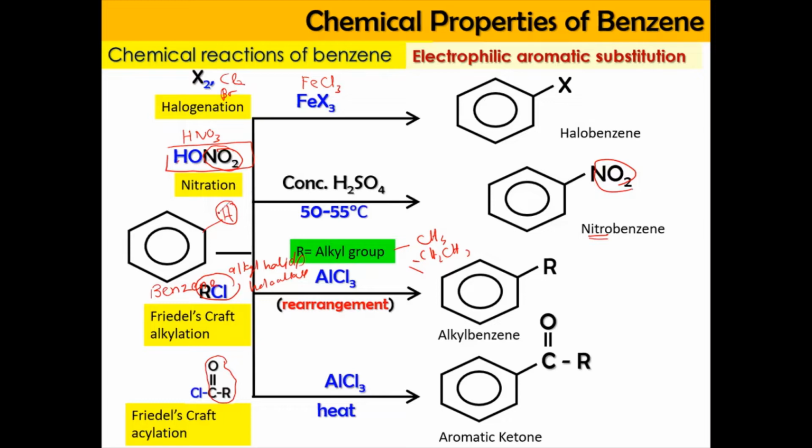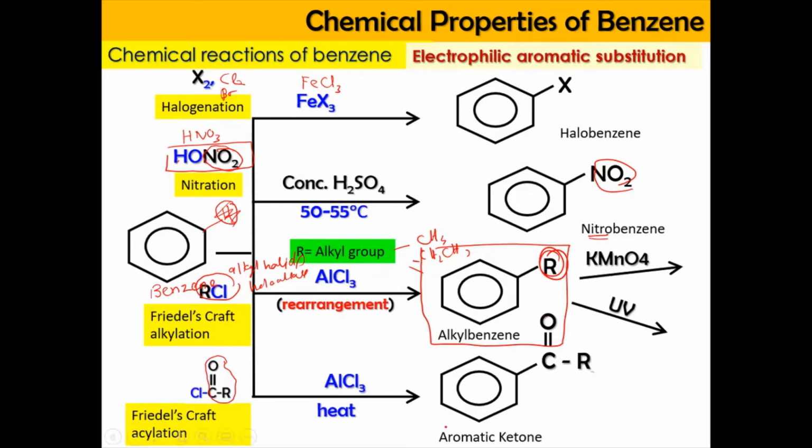So from hydrogen, it's going to be substituted into C double bond OR. This needs to be present with the Lewis acid, which is AlCl3, in the presence of heat. At the same time, the alkyl benzene that you have produced, the R here, can undergo oxidation using KMnO4 and undergo free radical substitution under UV. So we're going to look into this reaction scheme in a later slide.